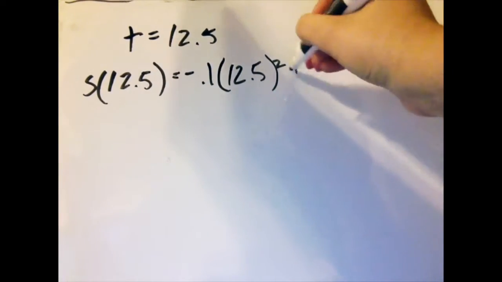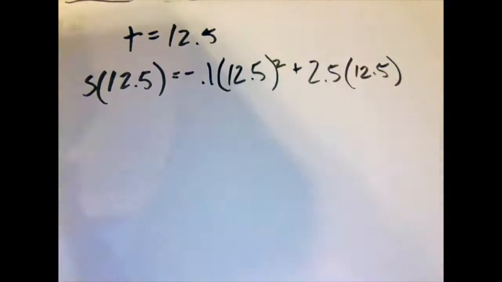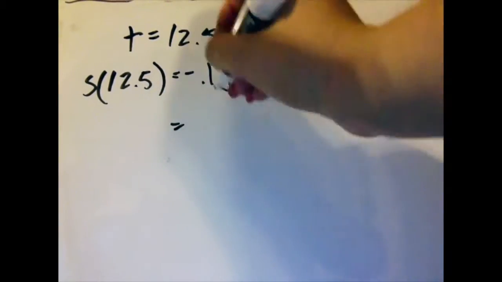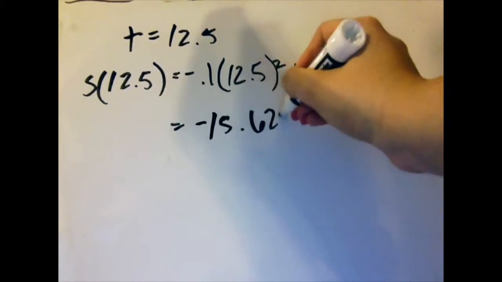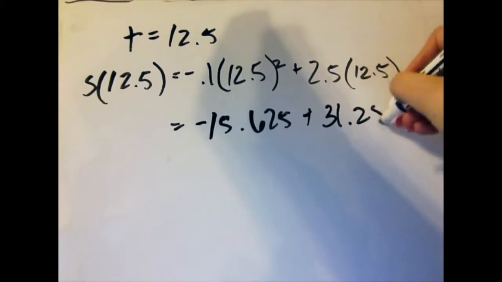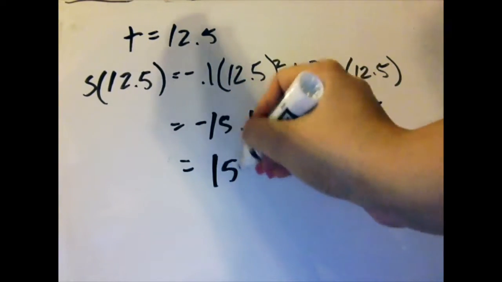After plugging 12.5 in for t, we get negative 15.625 plus 31.25, which gives us our answer of 15.625 feet, the maximum height that the ball reaches.